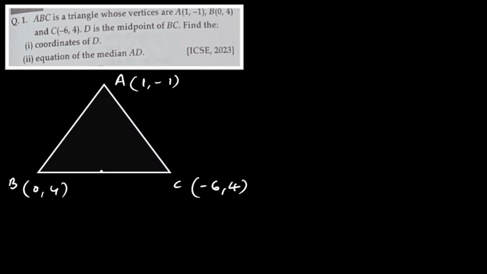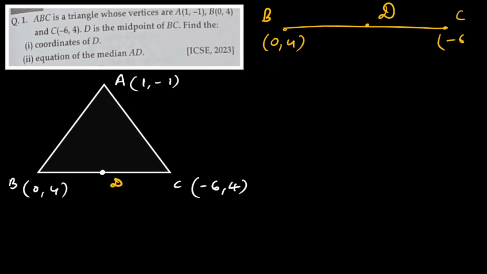D is the midpoint of BC. So I have just written here. Let us say this is point D. Find the coordinates of D. Here I have line segment BC and its midpoint is D. The coordinates of point B are given as 0, 4. The coordinates of point C are given as minus 6, 4. We have to find the coordinates of D, and D is the midpoint.